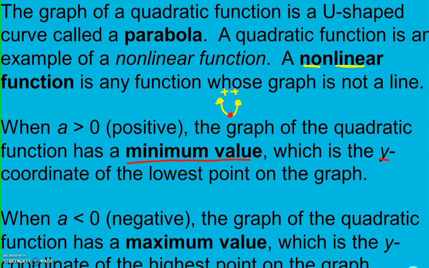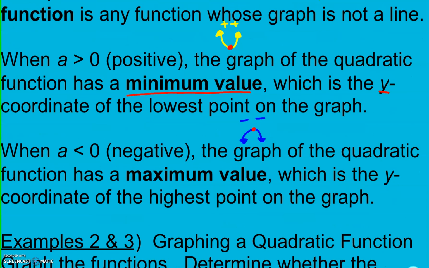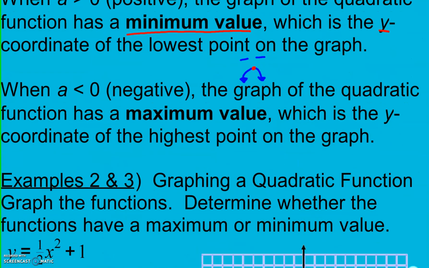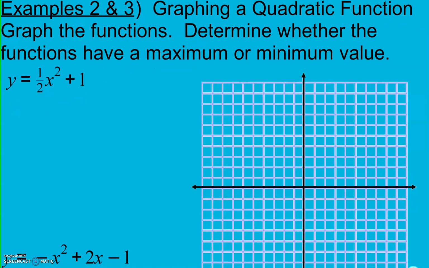When a is negative or less than 0, we have a sad face parabola. The highest point is the maximum value, and that's the y-coordinate of the highest point. Okay, just the y-coordinate. It happens at the vertex, is what we call that point, but the y-coordinate is that maximum or minimum value. So in examples 2 and 3, we are going to graph these and then determine whether they have a maximum or minimum value.